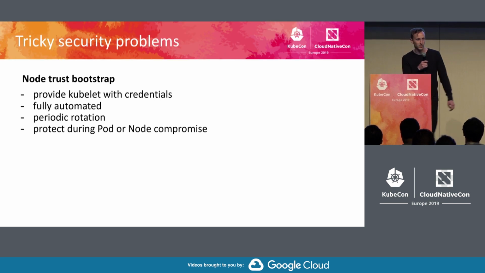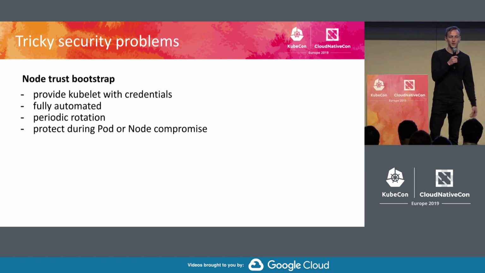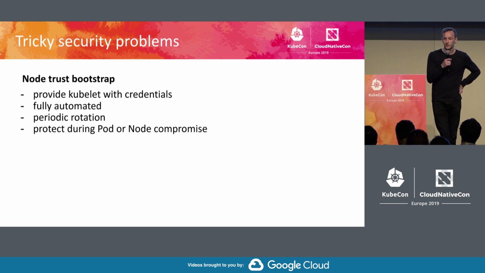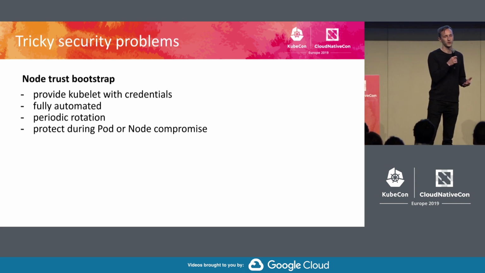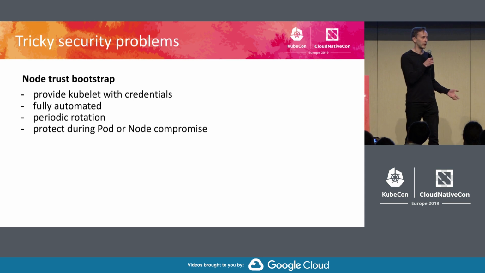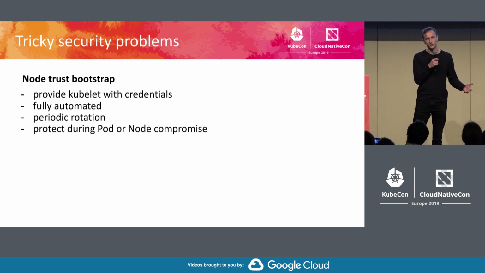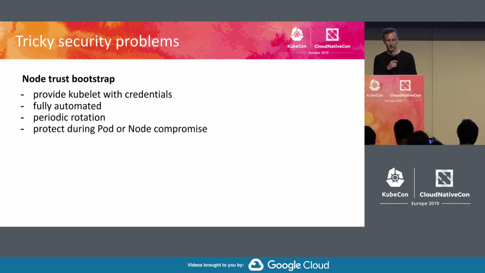OK, so we will try to tackle some pretty tricky security problems that we face as GKE for hosting Kubernetes, but anyone running a cluster will also sometimes have to think about. The first one of these is no trust bootstrap. And this is essentially how do we provision credentials for a kubelet in a trusted way from the very beginning, and also how do we trust those credentials going forward. And also make that automated without any human involvement.